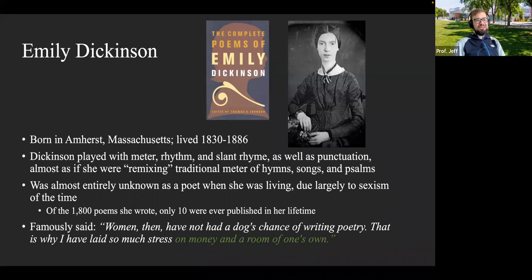And she famously said, here's her quote, "Women then have not had a dog's chance of writing poetry. That is why I have laid so much stress on money and a room of one's own." This is a famous saying in American English, an idiom, a room of one's own. I need a room of my own, right? And of course, it was literally a room, a space to write poetry, but it's become so common now as an idiom that it just means I need space, I need freedom, right? I need the ability to do this thing that I'm good at. I need the space and time to fulfill my goals, right? To fill my ambition. So if you ever hear someone say, you know, he finally got a room of his own, she finally got a room of her own, this is directly referencing Emily Dickinson and her quote here, right?